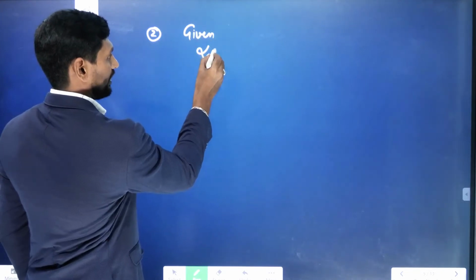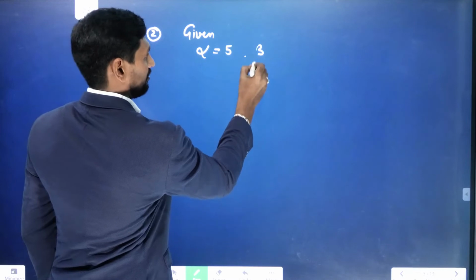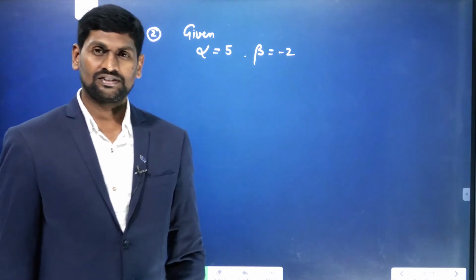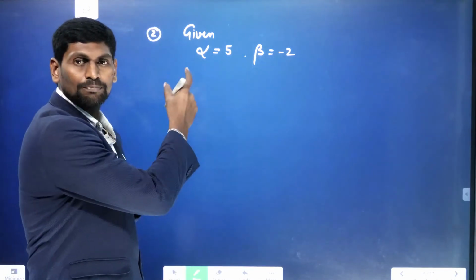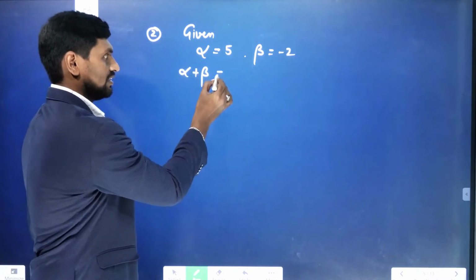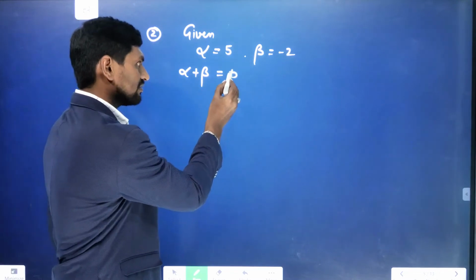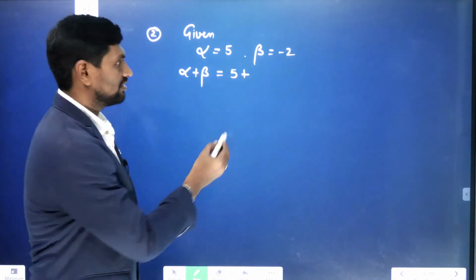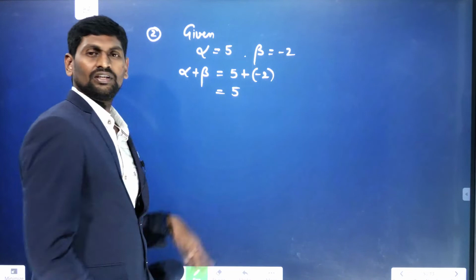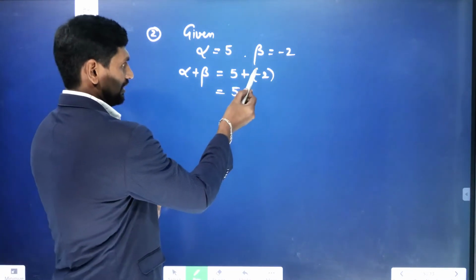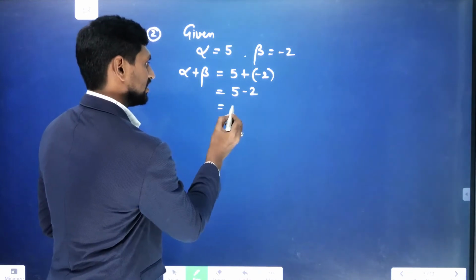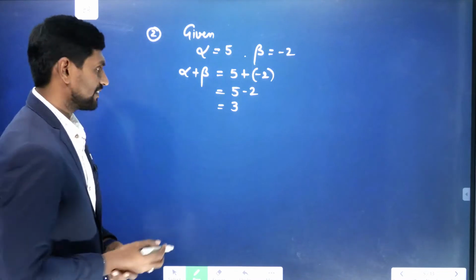So alpha value 5, beta value minus 2. Now what to find first? Sum of roots. Sum of roots means alpha plus beta. Substitute alpha is 5 plus beta value minus 2. That is equals to 5 plus into minus. Here bracket indicates multiplication symbol. So plus into minus, minus 2. 5 minus 2, 3. So I got the alpha plus beta value is 3.